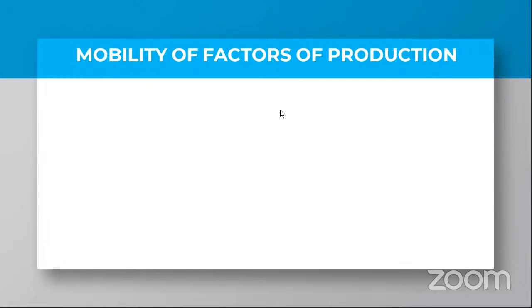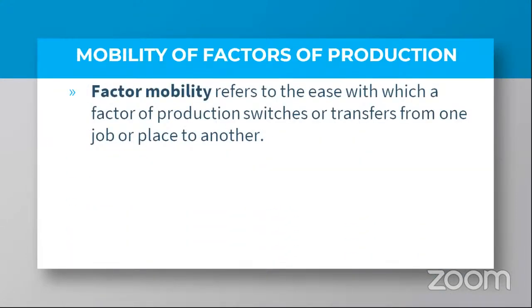Okay. Now we are looking at mobility of factors of production. We are not looking at mobility of, say, labor. This is the factors of production in general. If you define mobility of factors of production as mobility of labor, there you've lost the mark. So we must be keen on how we define some of these concepts. We are talking about the ease with which factors of production switch or transfer from one job or place to the other.